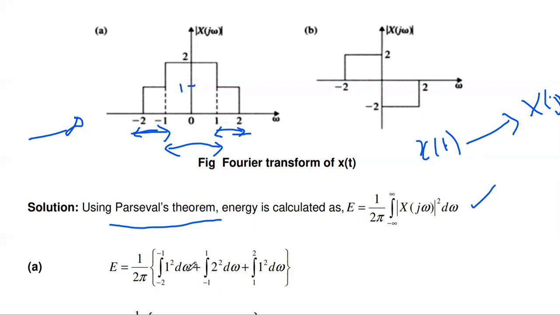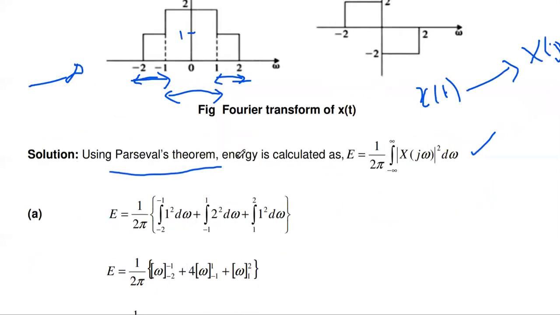So 1 squared, since it is the modulus of X of j omega, the whole square, so 1 squared into d omega. Similarly, plus, during the interval omega between -1 to 1, what is the value of modulus of X of j omega? It is 2. So integration -1 to 1, 2 squared into d omega.